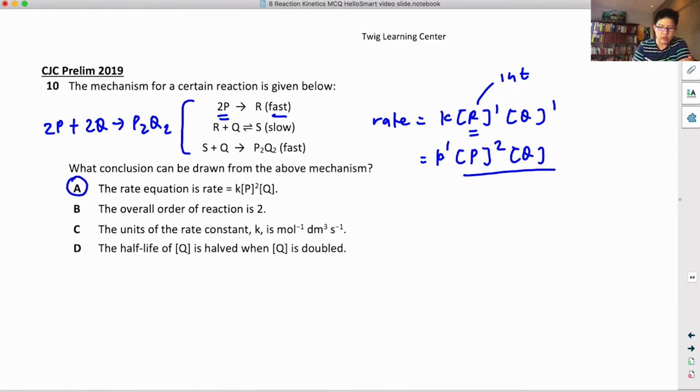Okay, the overall order of reaction is 2? No, it's in fact 3. The units of the rate constant is this. So this actually is, we just did it. This is for a second order reaction, but this is actually a third order reaction. So this is also out.